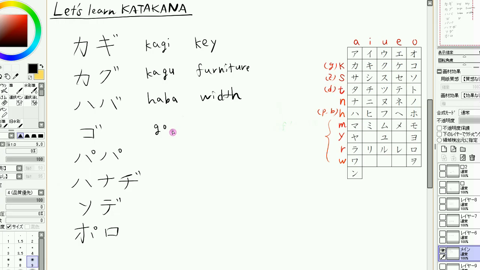Okay, this one is simple. Go, go, which means 5. This one is easy. Half voiced marker. That's P sound. Papa, papa. Yeah, it means papa. Yeah, father. Okay, this one is interesting. Ha, na, ji. Hanaji. It means, well, hana means nose, and this one means blood, so it's nose blood.